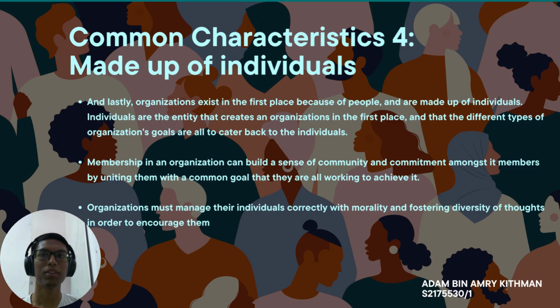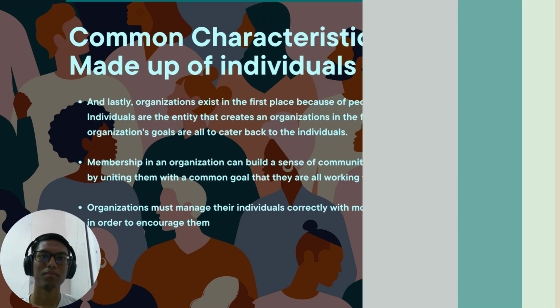Now, the characteristic of membership here refers to the people who are part of an organization, either as employees, members, volunteers, or other types of stakeholders. Membership is a critical characteristic of an organization because it defines who belongs to the organization and who does not. This is as simple as that.